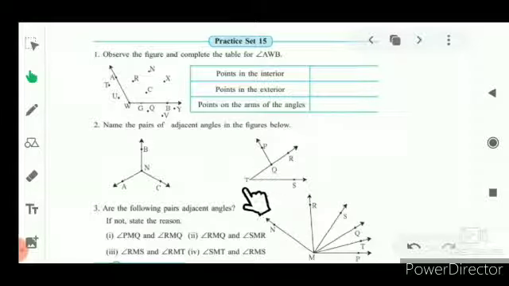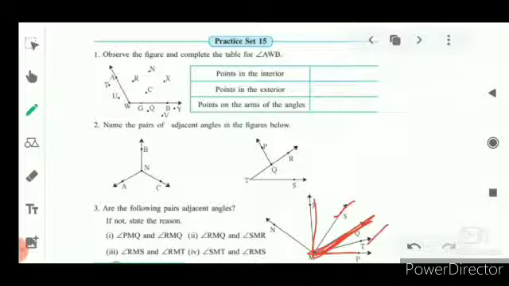Okay, now see the third question. Are the following pairs adjacent angles? These pairs are given and we have to say are these adjacent angles or not. Angle PMQ and angle RMQ. Yes, they have the common vertex, the common arm and the separate interiors. So these are the adjacent angles.